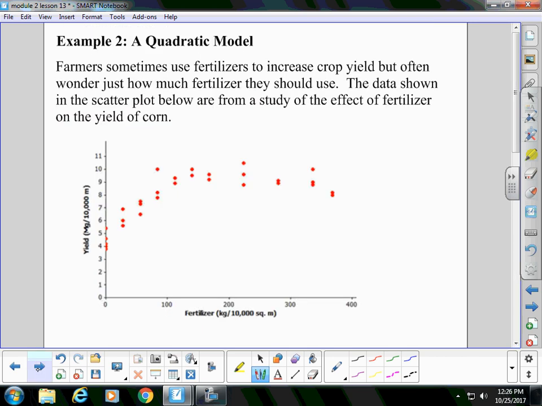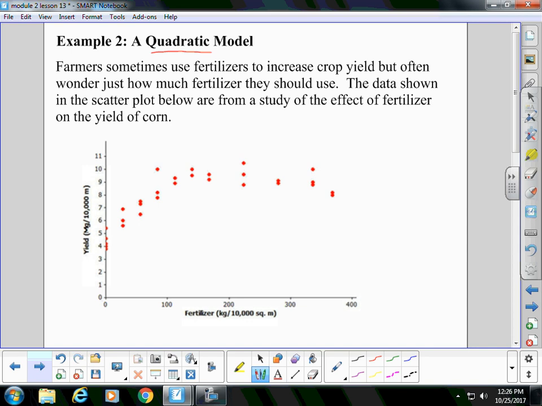Okay, let's look at a quadratic model. It says farmers sometimes use fertilizer to increase crop yield, but often wonder just how much fertilizer they should use. The data shown in the scatter plot below are from a study of the effect of fertilizer on a yield of corn. Now, a minute ago I just said let's look at the quadratic model, because that's the title of this section, quadratic model. How did I know this was a quadratic model as opposed to a line? You guys see the curve?